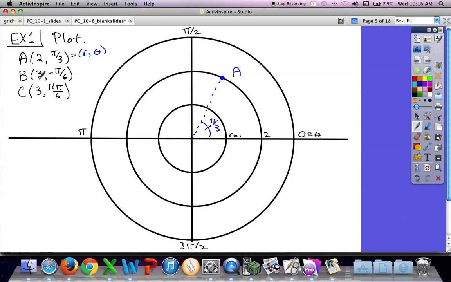So this one is 3, radius is 3, and the angle is negative pi over 6. Right? Where would I find the angle negative pi over 6? It would be down here, right? Negative pi over 6 is about right there. Right? That's our point B, which means I'm estimating that this angle here is negative pi over 6.